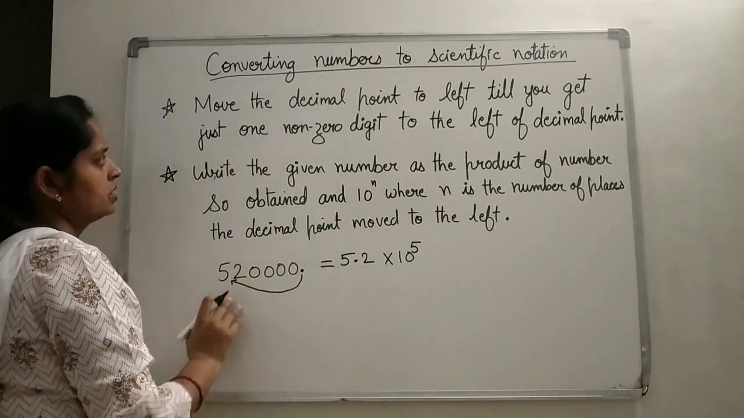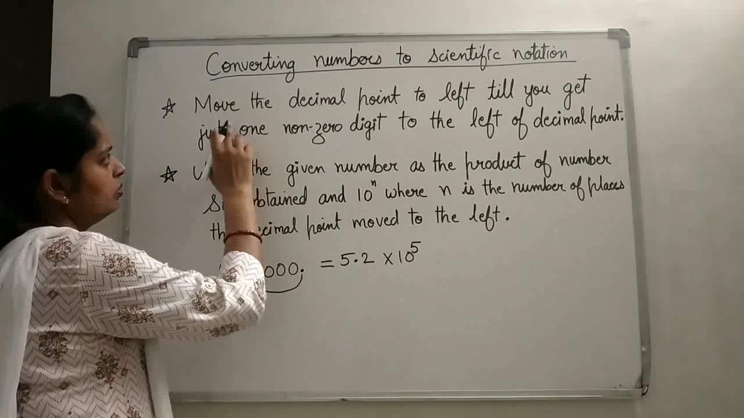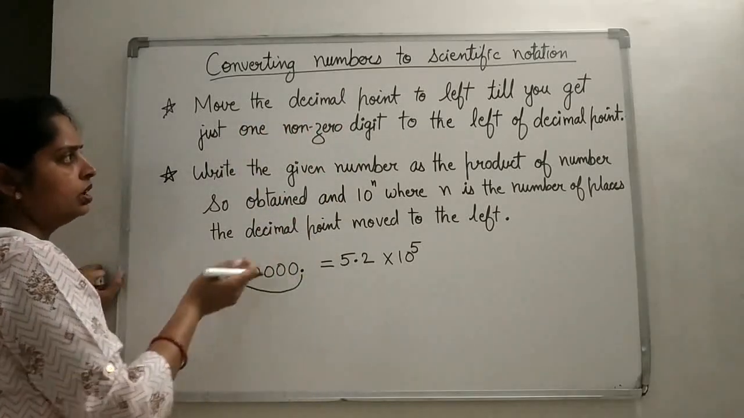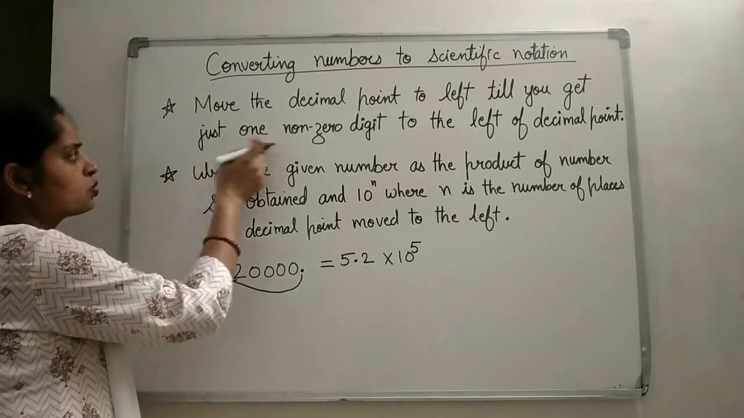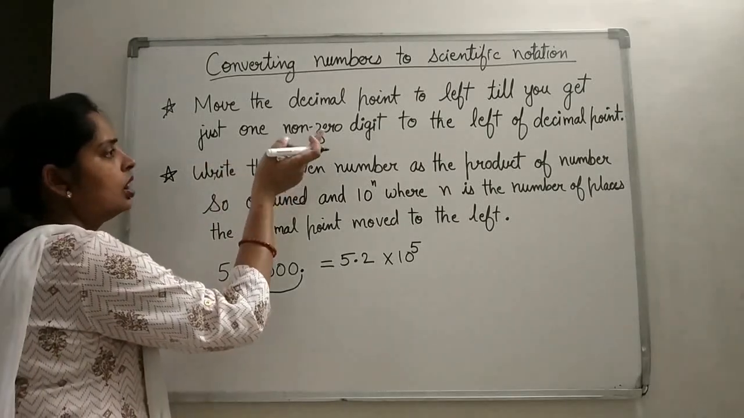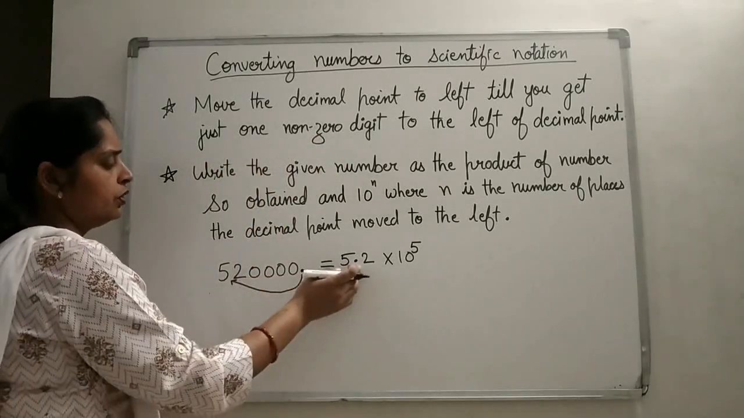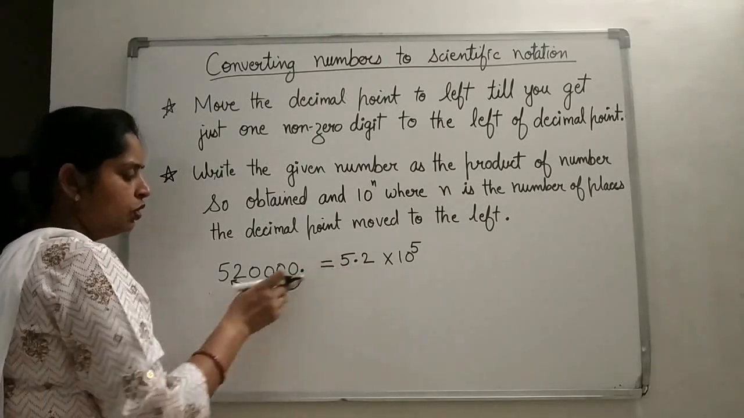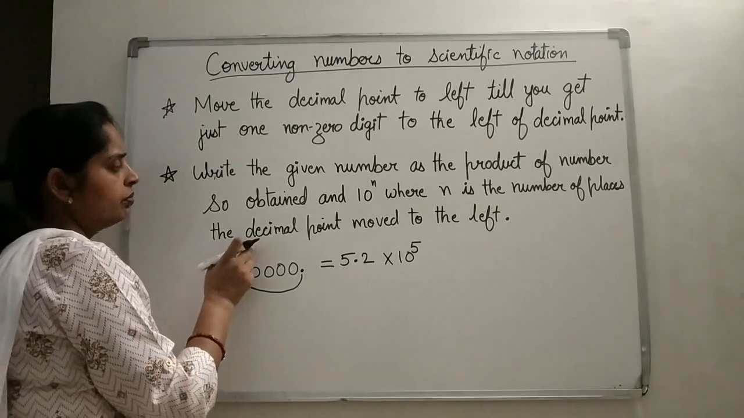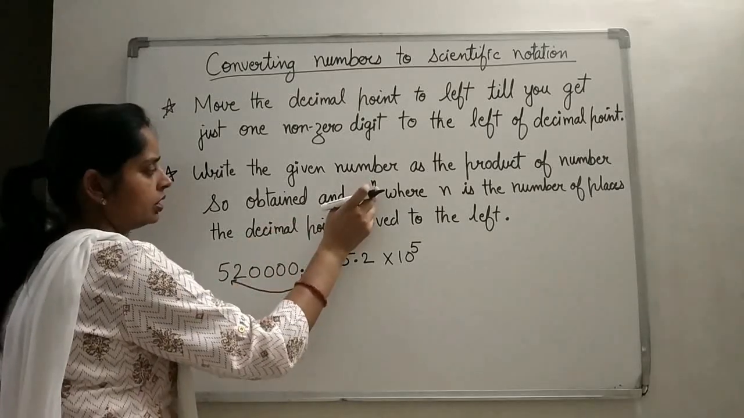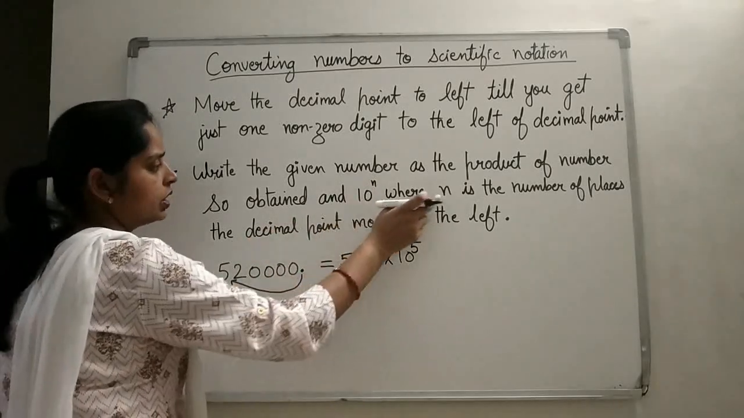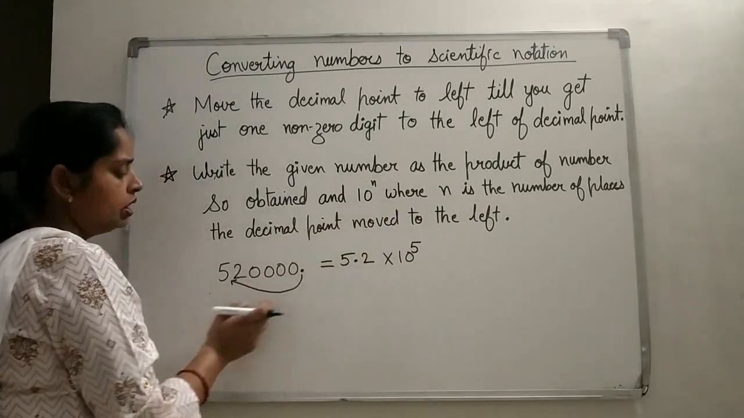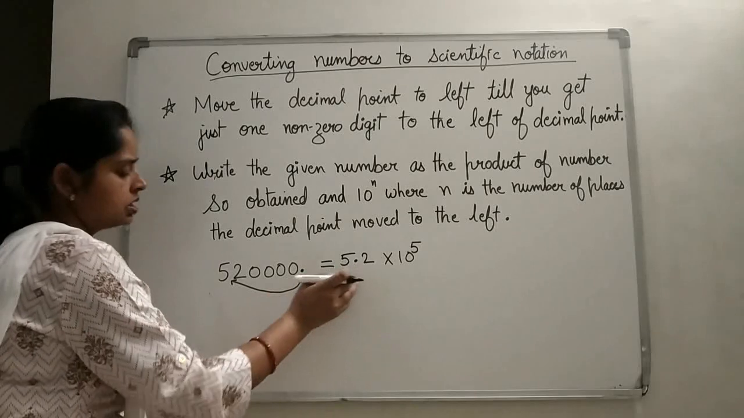This is written in the form of powers of 10. What is the first statement saying? Move the decimal point to the left until you get just one non-zero digit to the left of the decimal point. It means before the decimal point only one non-zero digit should be there. So we have moved till here, right? And then what is the power of 10? The value of n is the number of movements of the decimal we have done. So how many movements have we done here? 5.